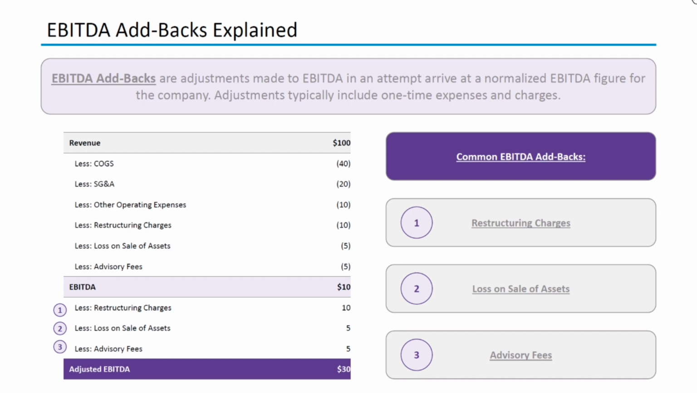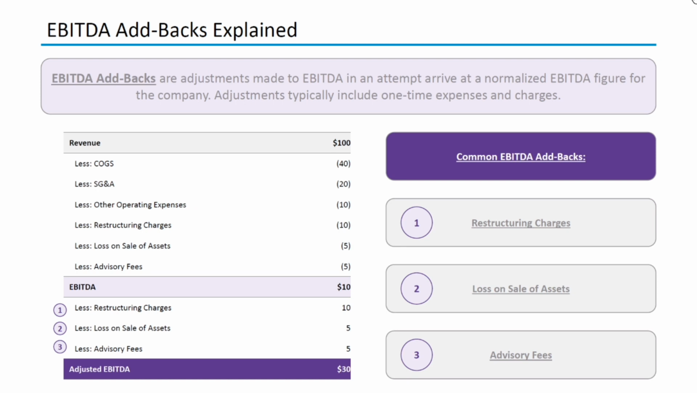You'll notice that in addition to paying cost of goods sold, SG&A, and other operating expenses, the company also had to pay restructuring charges, took a loss on a sale of assets, and also paid advisory fees. So to arrive at a normalized or adjusted EBITDA figure, we're going to add back those 3 charges that are one-time in nature, which include restructuring, loss on sale of assets, and advisory fees.